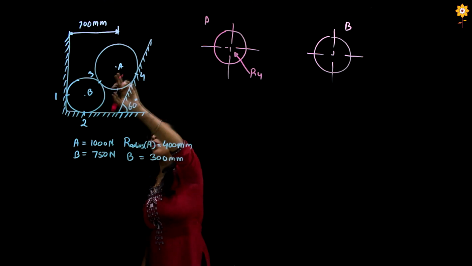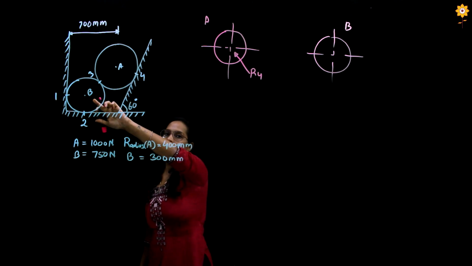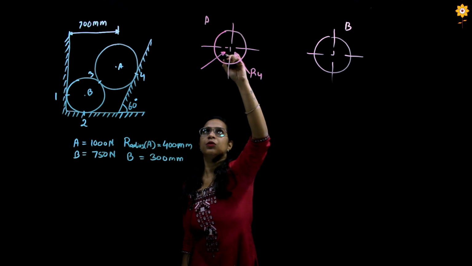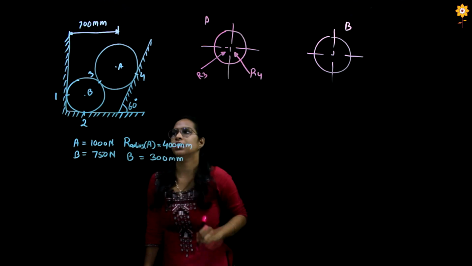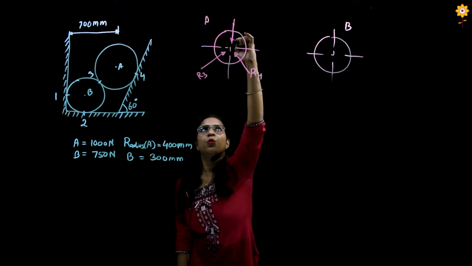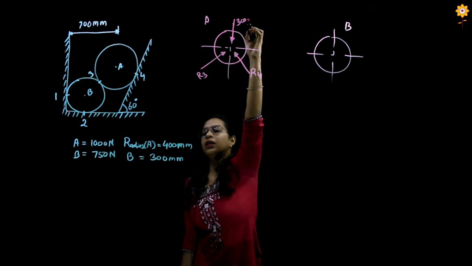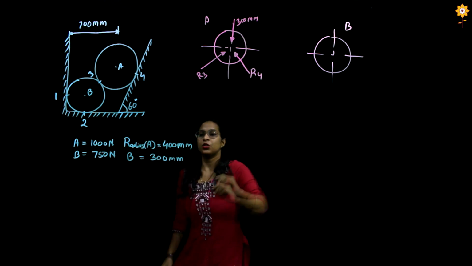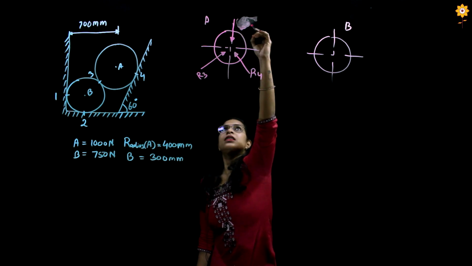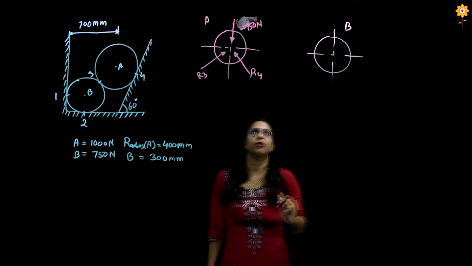Also we have cylinder A and cylinder B in contact at point 3. Ball B will be giving a reaction to A, and A will be giving that same reaction back to B. So there will be a reaction from ball B, which will be R3 because the point is given as 3. Then there will be a self weight acting directly downwards. For B, the weight is 750 newtons and the radius is 300 mm.